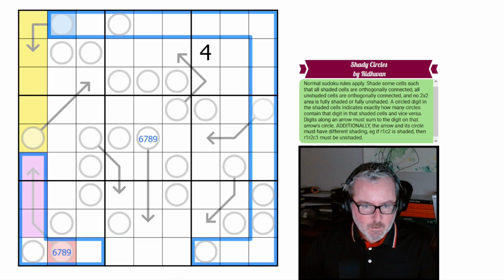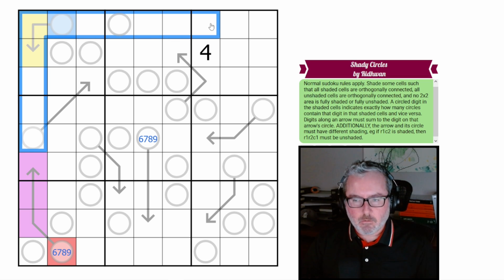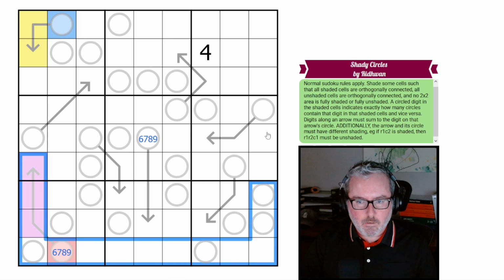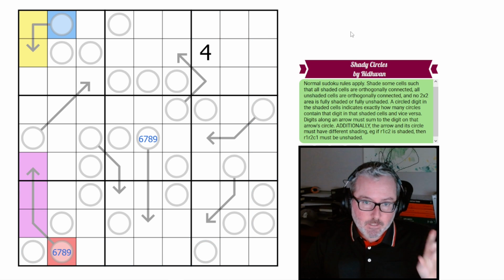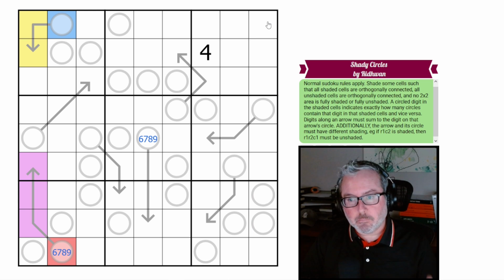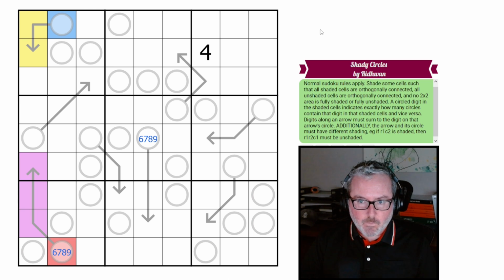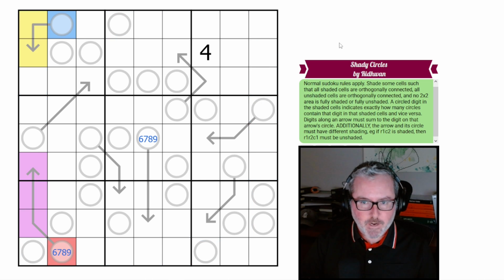So across the board, there's always going to be that grouping where we have one solid row or collection of unshaded and one solid grouping of shaded. Now, there is the possibility that they could all be unshaded or they could all be shaded, but we can't have more than one break in the line, if you will.